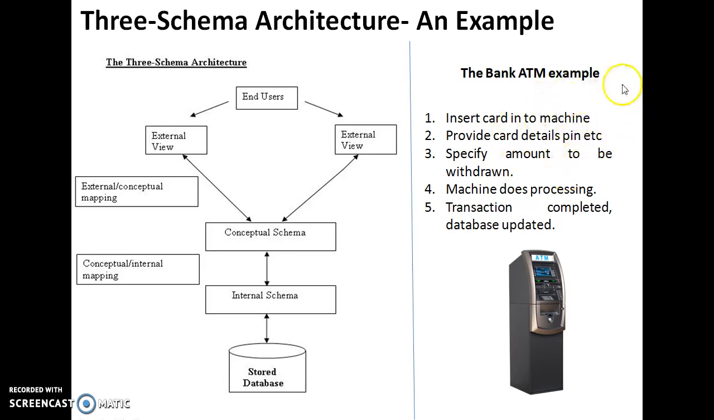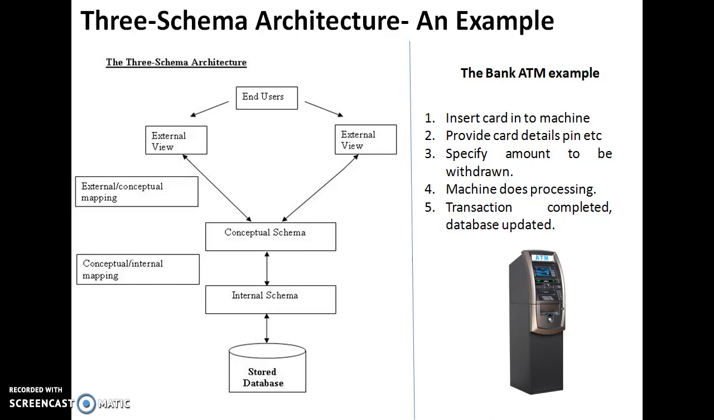Now, we'll understand this architecture with the help of a bank ATM example. You can see 5 points in the ATM example mentioned in the slide. In each of the steps, some database processing happens. When you insert your card in the ATM machine, the machine reads it, finds and matches the 16-digit card number on the disk and returns with a welcome message. For example, welcome Ankit on the screen of the ATM machine.